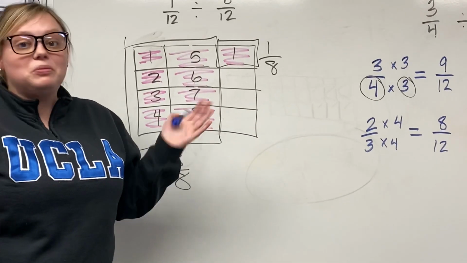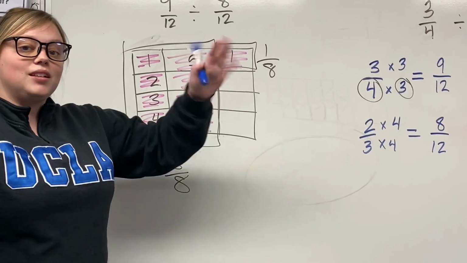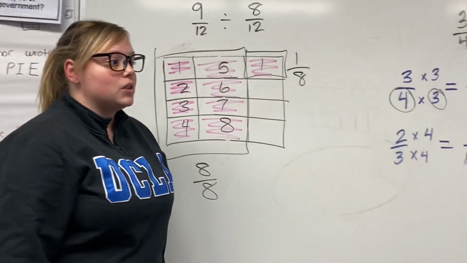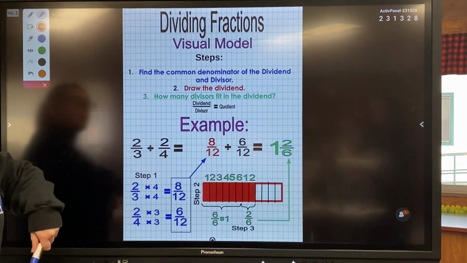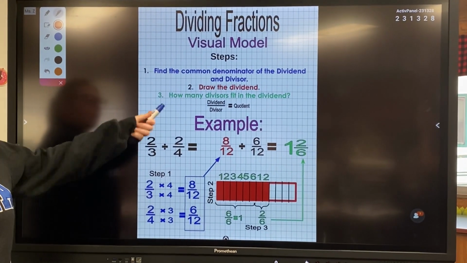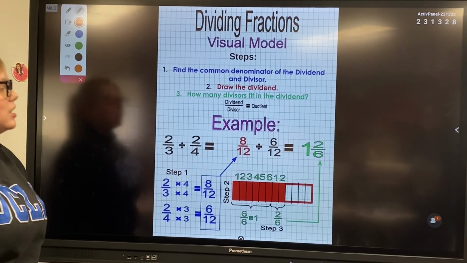So you can draw it either way, the tape diagram or the rectangular prism. Just what matters to you, what you like. But use colors. Colors help. So, going back, I found the common denominator of the dividend and divisor. I drew the dividend, and I found how many divisors fit in the dividend.